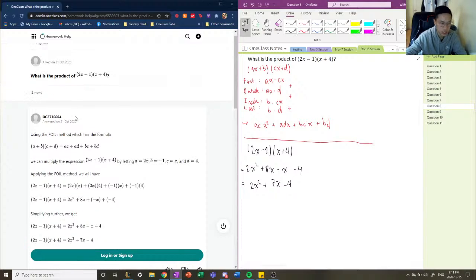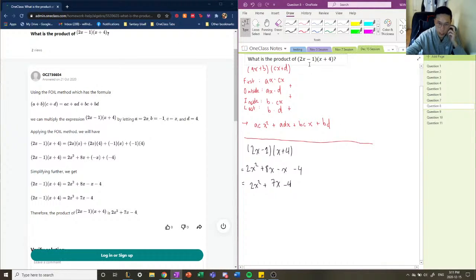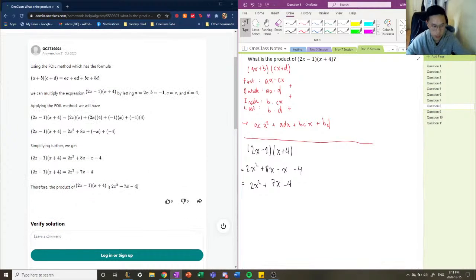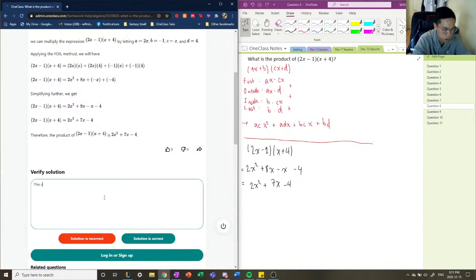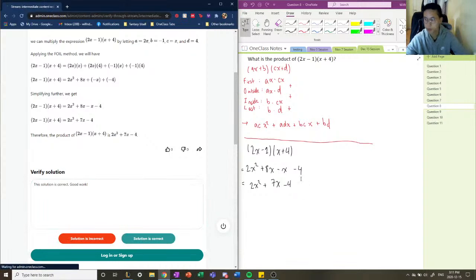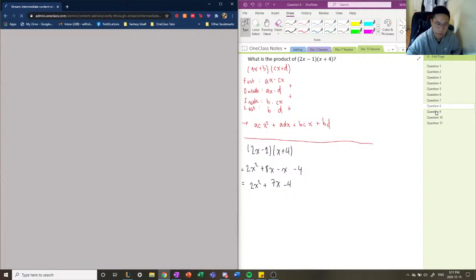Okay, so that's how you expand given the two factors of a quadratic function, and we use the FOIL method to do so. So this solution is correct. All right. Question number 9.